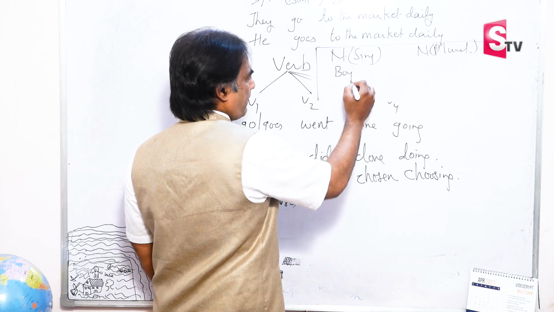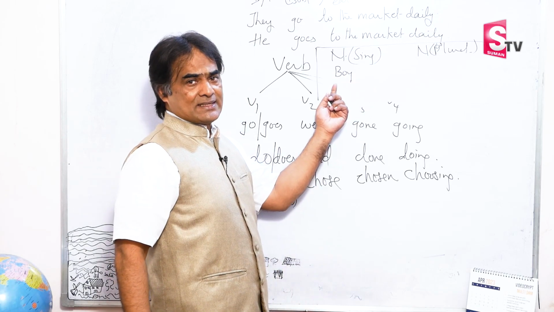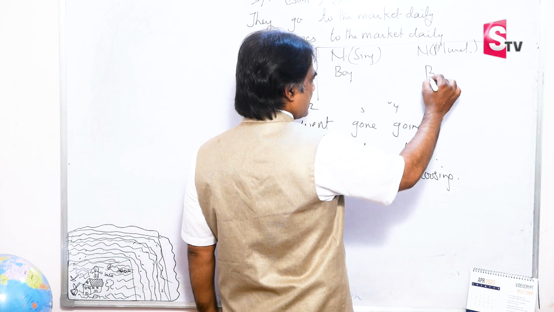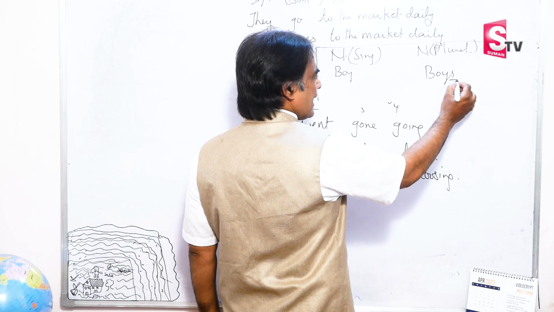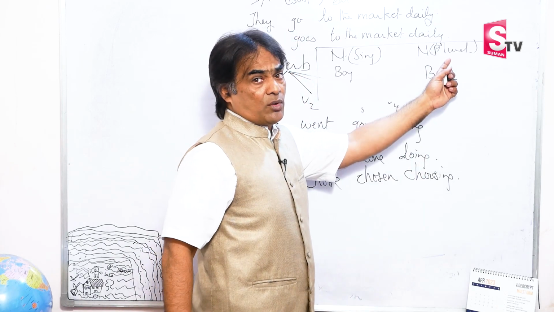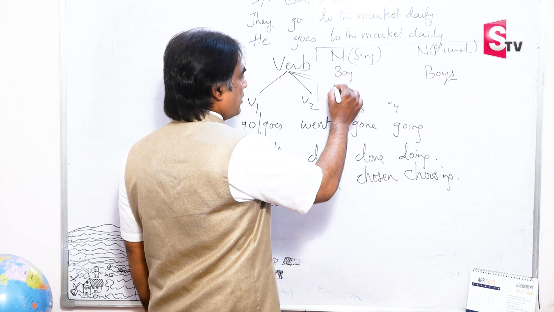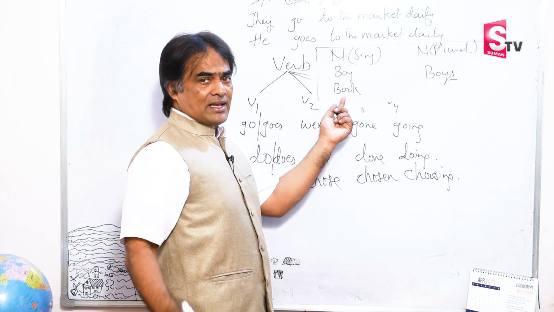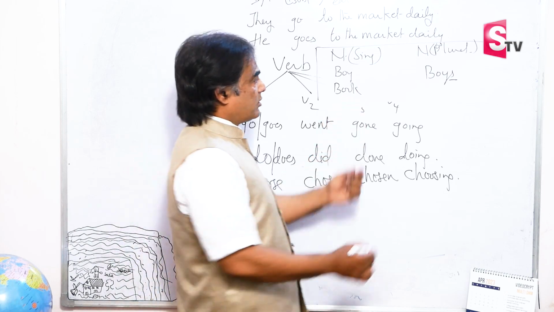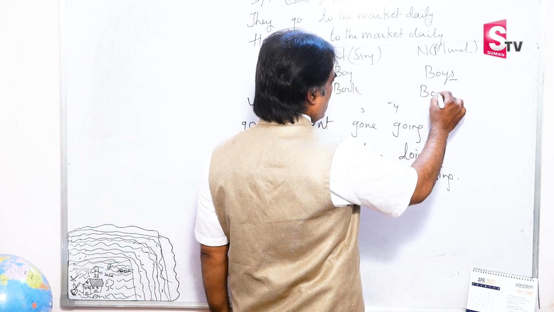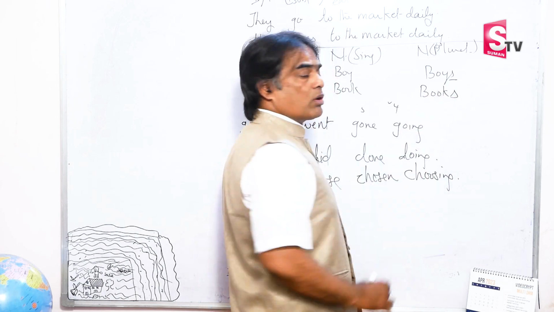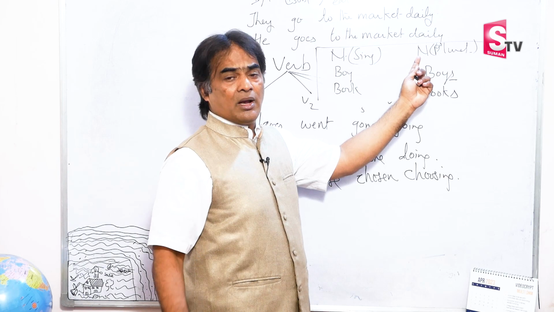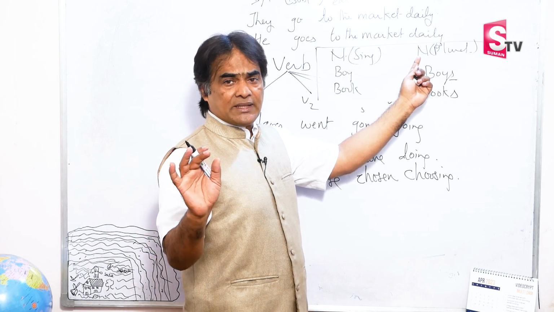Boy doesn't have s. It's a singular noun. Boys. It has s. Becomes a plural noun. Book doesn't have s. Becomes a singular noun. Books has an s. Becomes a plural noun. But it's exactly opposite in the case of verb.